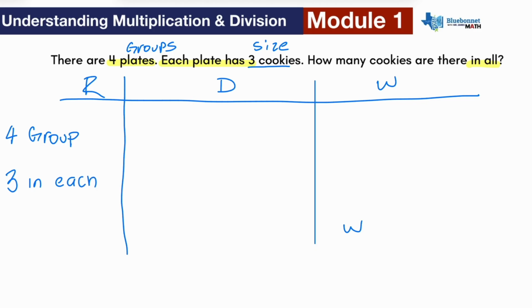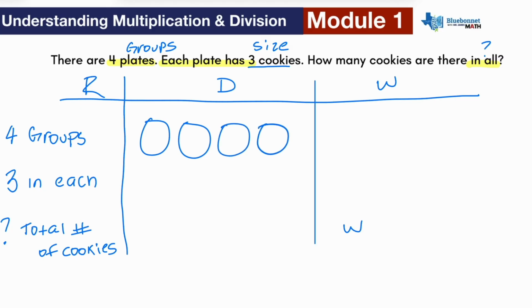And we are looking for a total. So I'm going to put a question mark here for the total number of cookies. And this is going to help us determine what operation we are going to use. So since I know that there are 4 groups here, I will go ahead and draw those 4 groups. And I'm going to use circles just to demonstrate this. 1, 2, 3, 4. Okay, now I have my 4 groups. I can also see that there are 3 in each. 1, 2, 3, 1, 2, 3, 1, 2, 3, 1, 2, 3.